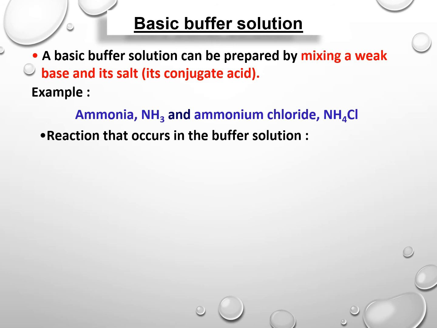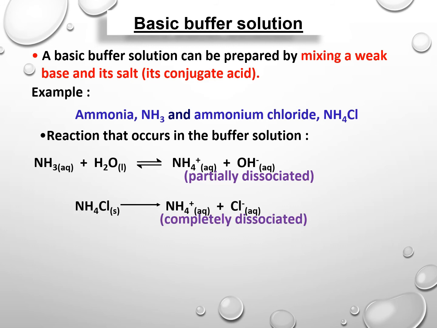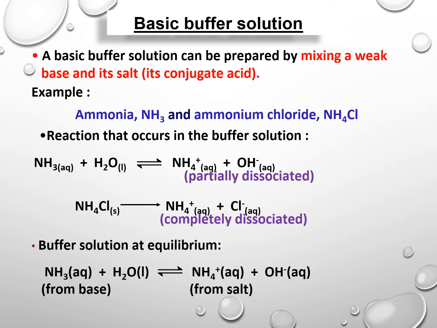The reaction that occurs in the buffer solution is the partial dissociation of the weak base ammonia to form ammonium ions and hydroxide ions, and also the complete dissociation of the salt ammonium chloride to form ammonium ions and chloride ions. Therefore, there is an equilibrium that exists in the buffer solution between the weak base ammonia, the ammonium ions from the salt, and also the hydroxide ions.